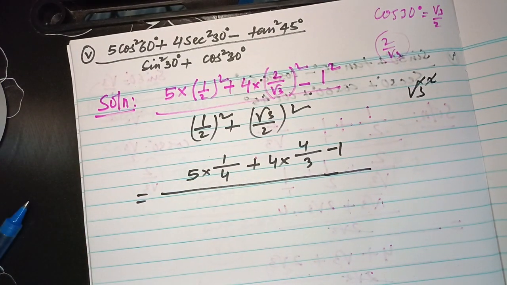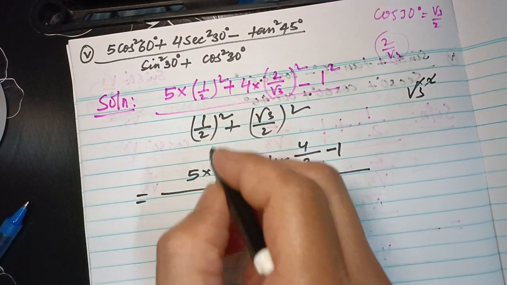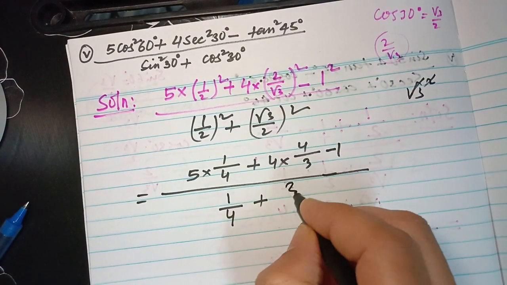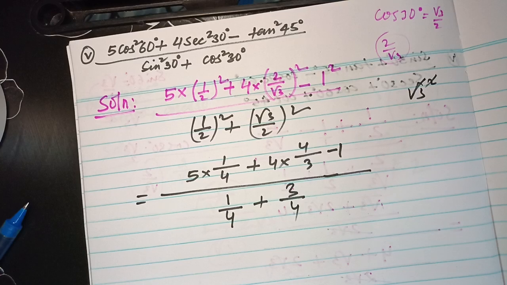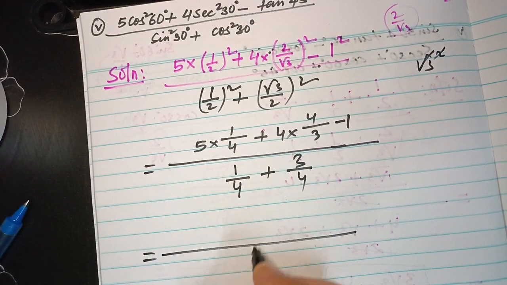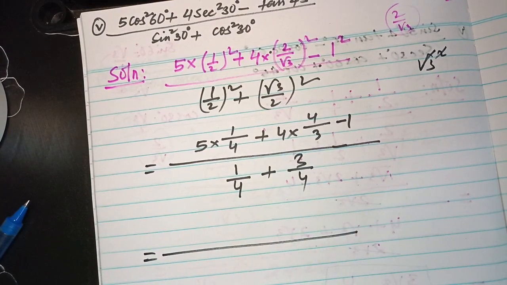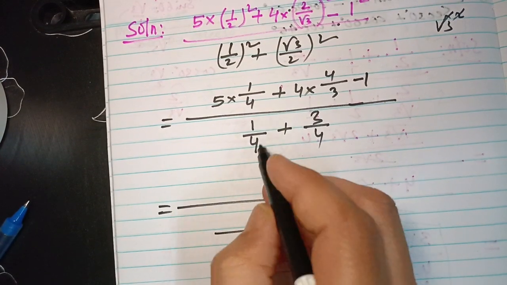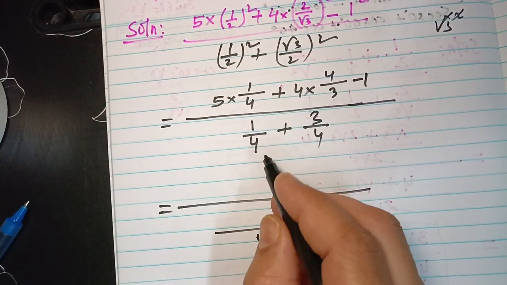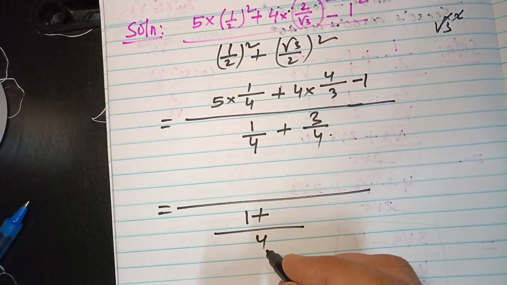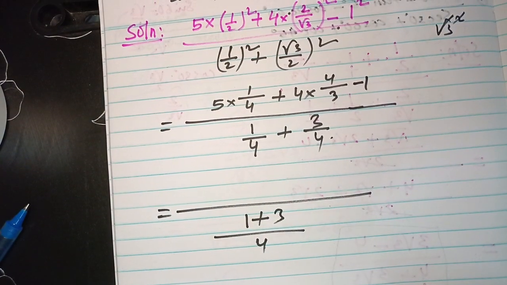Numerator is done, and now let us come to the denominator. 1 square will give me 1, 2 square will give me 4, then this 3 will be there, 2 square will give me 4. Let us continue. In the denominator you have 2 numbers with 4. If you take the LCM of these 2, you will get 4 here, and 4 divided by 4 will give me 1, 1 into 1 will give me 1, 4 divided by 4, 1 plus 3.